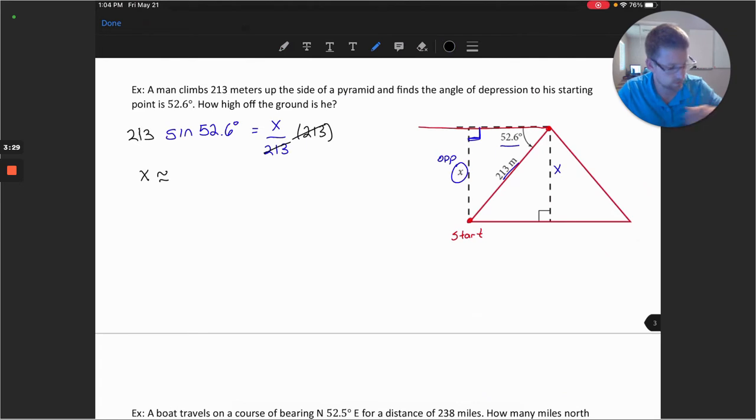And for us, x, if we take a look at putting this into our calculator with our sine function of 52.6 degrees, we'll find that this is going to be 169.21. Again, make sure that our calculator is in degree mode here. So this will be the height of our pyramid, and this would be in meters.